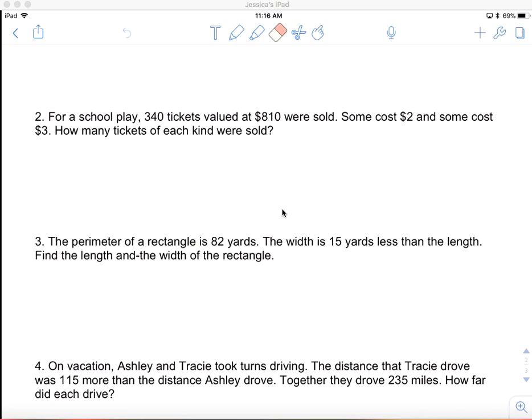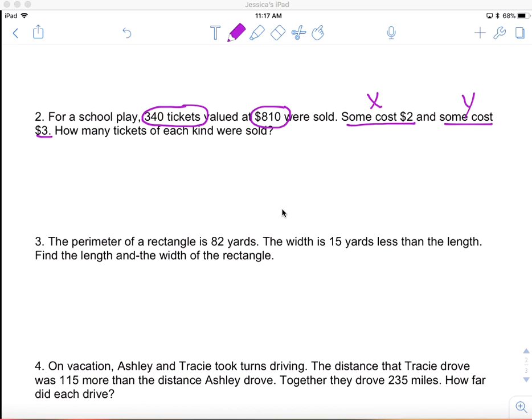So, some cost 2, I'm going to call those x. Some cost 3, I'm going to call those y. And then I have two totals here. I have a total of 340 tickets, and then I have a total of $810. So, one equation is going to represent how many tickets I have. The other equation is going to represent how much money I have.